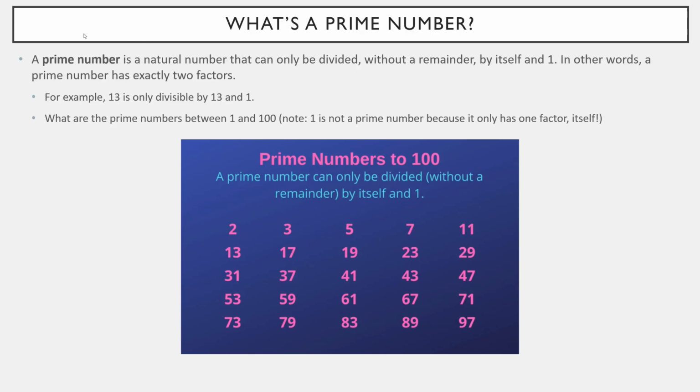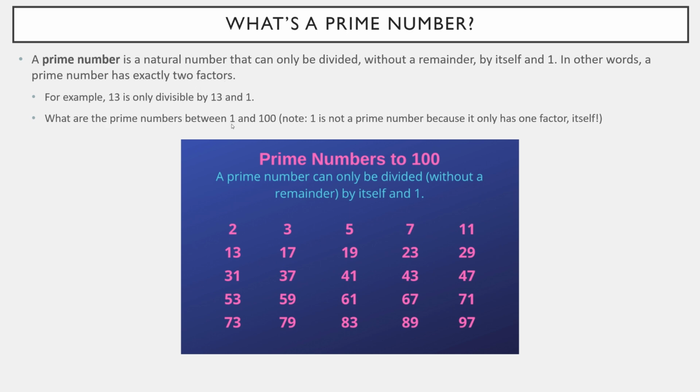All right, so what exactly is a prime number? A prime number is a natural number that can only be divided, without a remainder, by itself and 1. In other words, prime numbers have exactly two factors. For example, the number 13 can only be divided by itself, 13 divided by 13 gets you 1, and by 1, 13 divided by 1 is 13. That's the definition of a prime number.